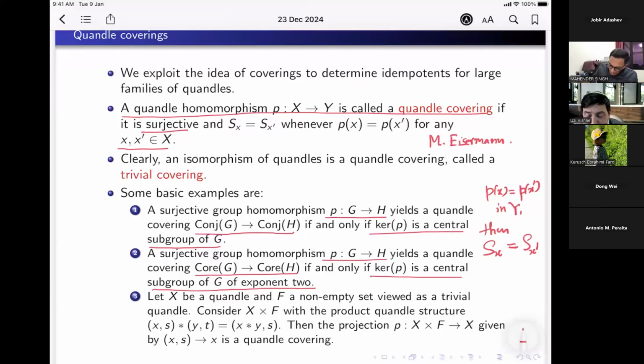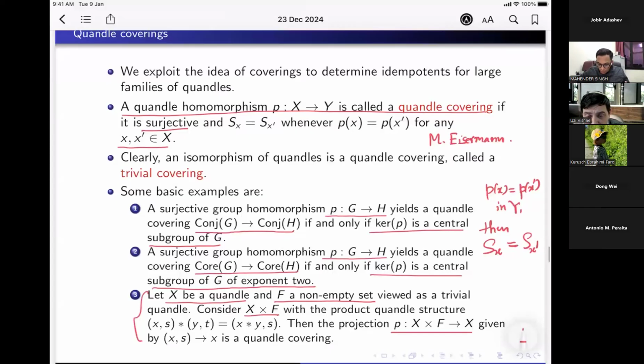And another artificial looking example is the following. Suppose you take a quandle X, and take any non-empty set F of your choice and give it the trivial quandle structure. Every set can be turned into a quandle by defining x * y equal to x. Then take the product quandle with the product structure and the projection onto the first factor, (x, y) goes to x. One can easily check that it's a quandle covering, because the fiber over each point is going to be the set F, which has a trivial quandle structure, so all symmetries of all the points are just identity maps. So there are plenty of examples of quandle coverings, and they arise very naturally from group extensions.